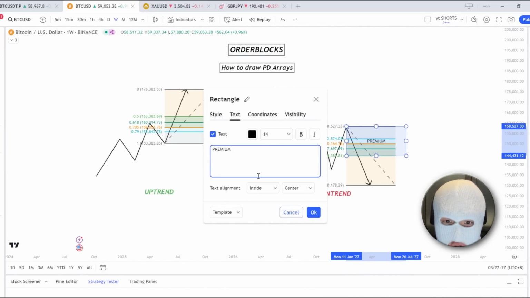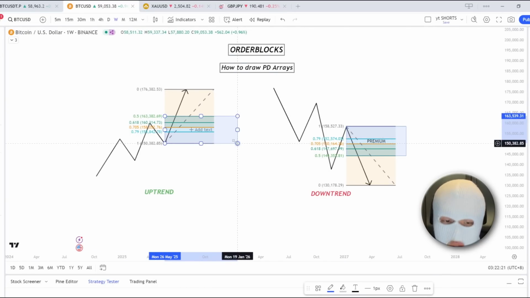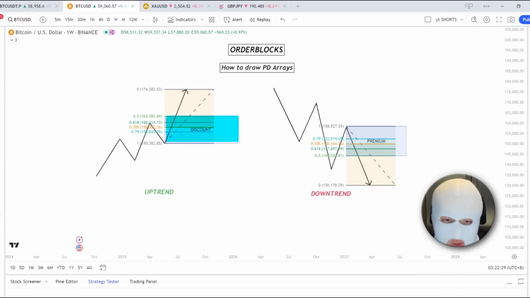Likewise, any point of interest below the 50% is your discount array where you'll look to buy from. This is where you'll find your bullish order block, fair value gap, and breaker block, and so on.